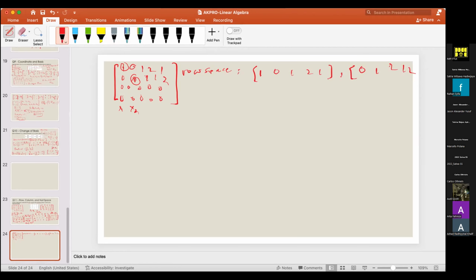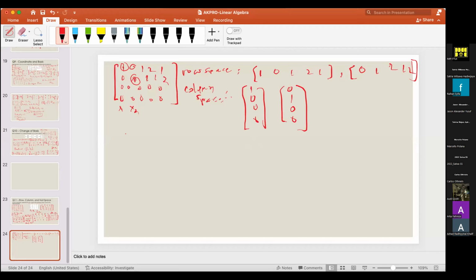Okay, so this is your row space. This is the column space. Write it as a column: 1, 0, 0, 0, and 0, 1, 0, 0. So that's your row space and your column space.